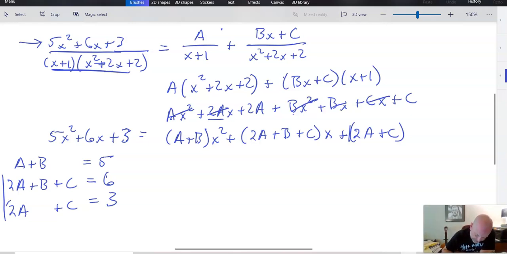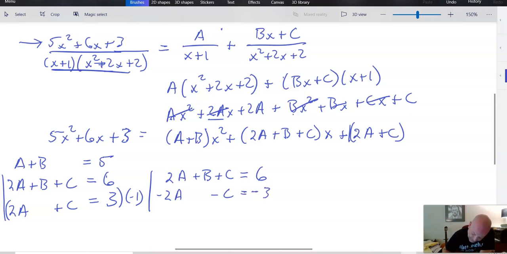So that's what I'm going to do. I'm going to take this and multiply it by -1 and add them together. So that tells me that 2a plus b plus c is equal to 6, and then minus 2a minus c is equal to -3. And that cancels, and I get b. I'm just adding straight down. B is equal to 3. So now I know b.